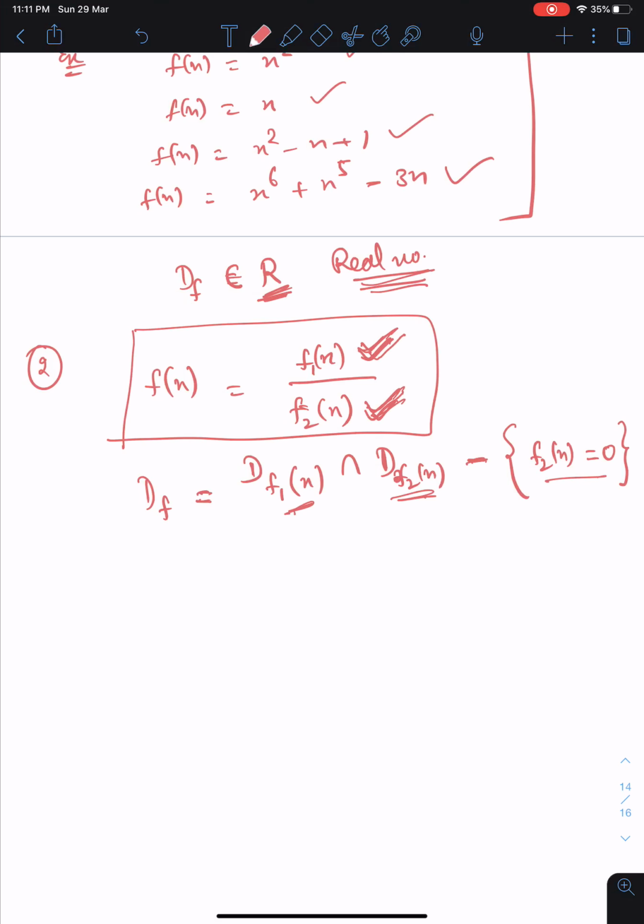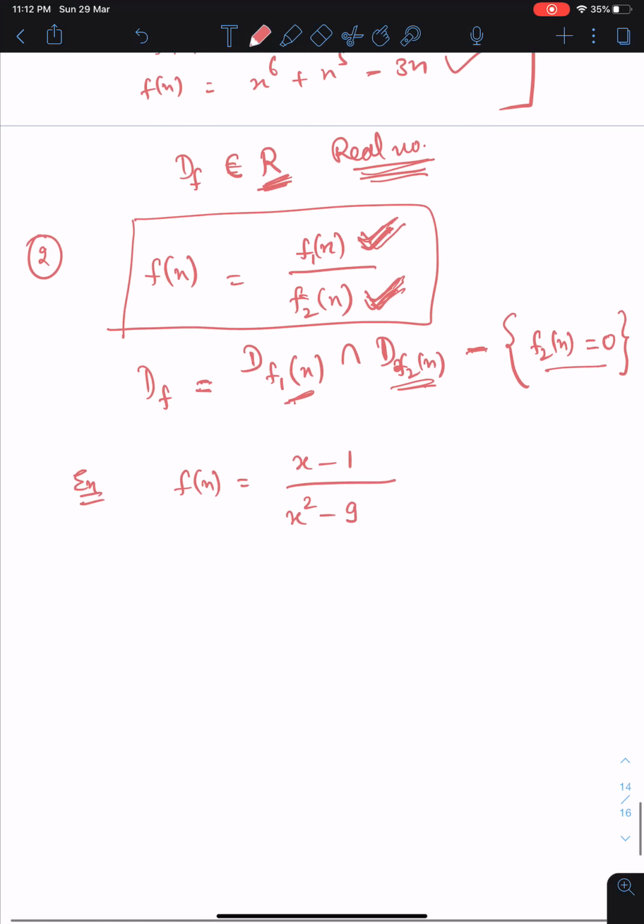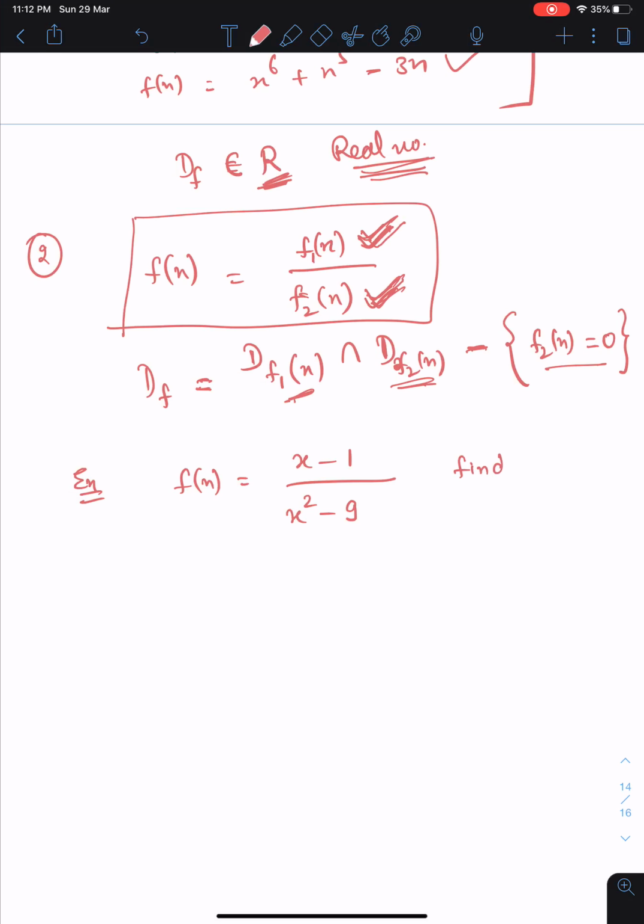Okay, so let's take one example. If f(x) = (x - 1) upon (x^2 - 9), let's say this is your question. The question is, find the domain of f(x).